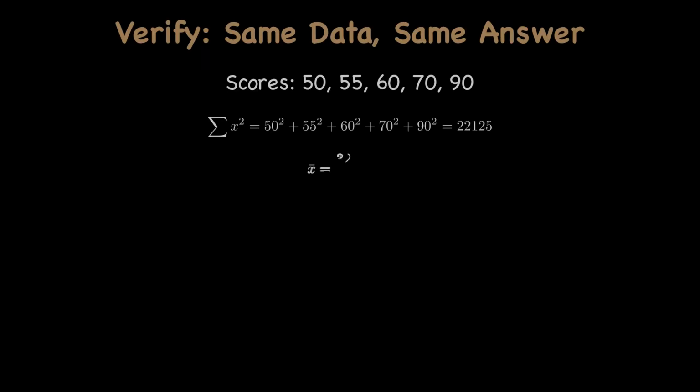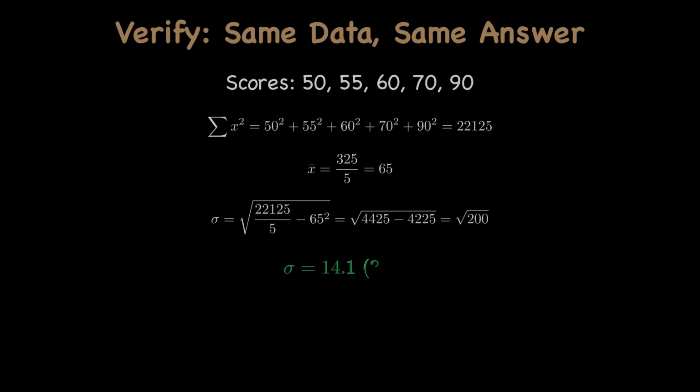Let's verify with the same data: 50, 55, 60, 70, 90. Step 1. Find sigma x squared. 50 squared plus 55 squared plus 60 squared plus 70 squared plus 90 squared equals 22,125. Step 2. The mean is 65.